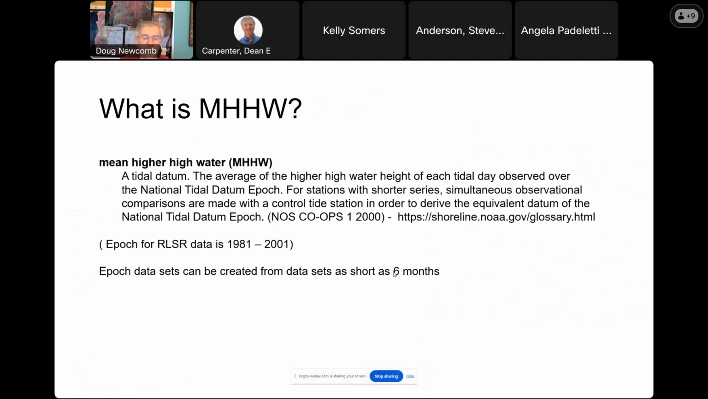It's the average of the high or high water of each tidal day observed over the epoch. For the purposes of this analysis, the epoch was from 1981 to 2001, and they generated the mean high or high water for that. You can do that at 6 months or a year. If you've got that data, you can look at what the mean high or high water is for that year and use that as your adjustment.